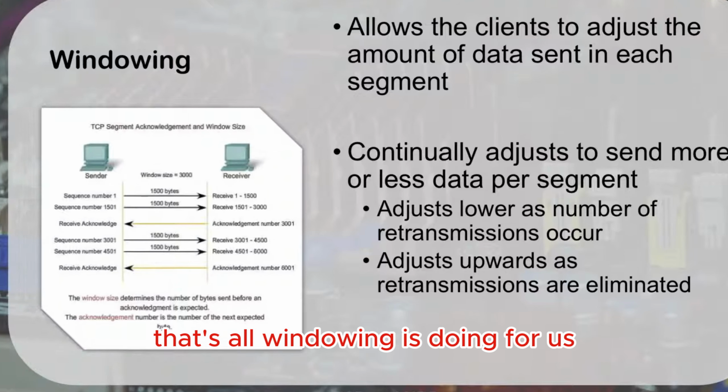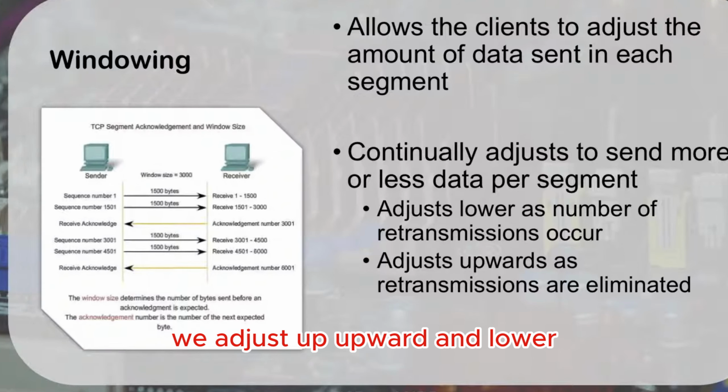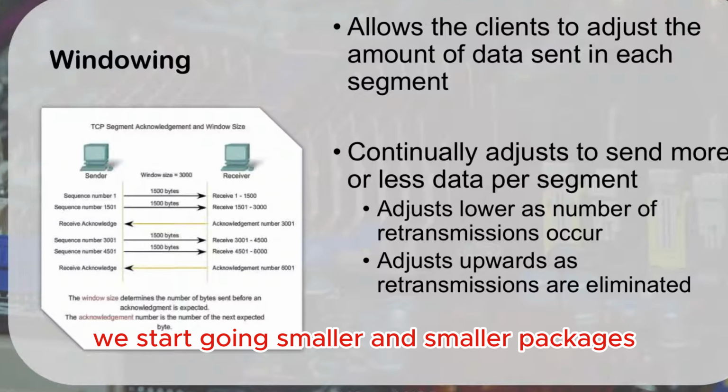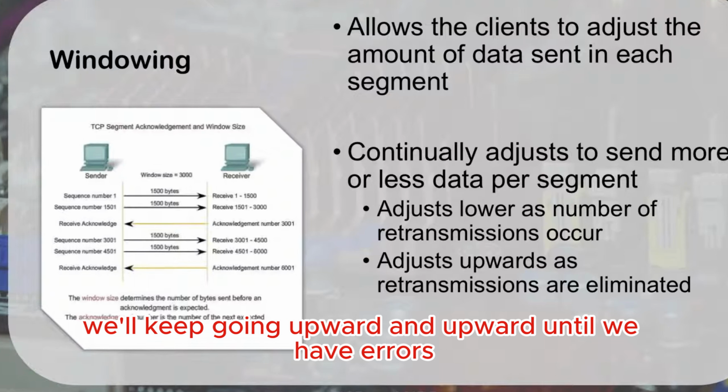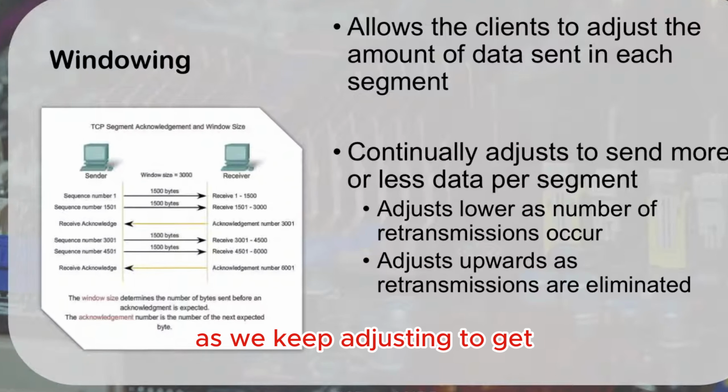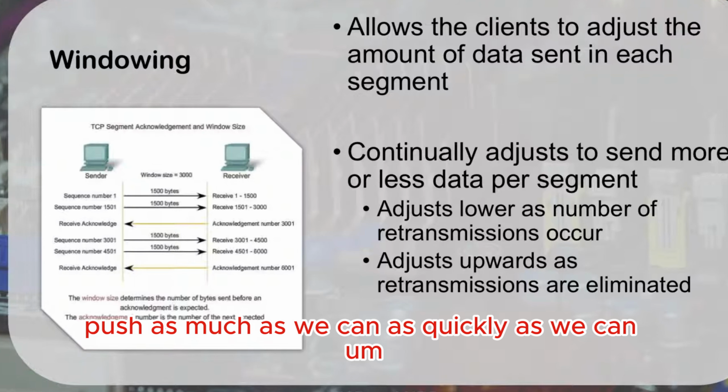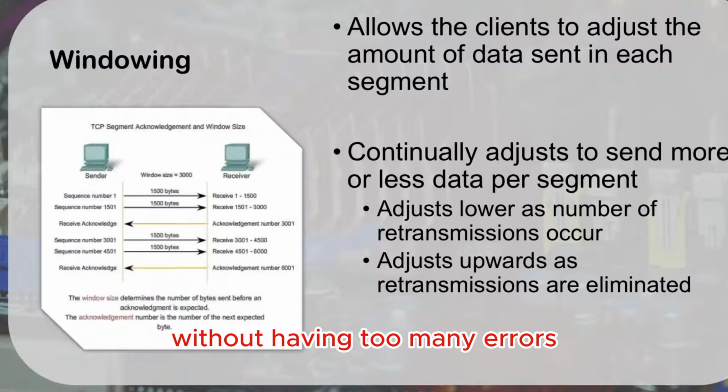That's all windowing is doing for us. We adjust upward and lower. If we have to retransmit a lot, we start going smaller and smaller packages. If we're getting it all, we'll keep going upward and upward until we have errors. As we keep adjusting to push as much as we can, as quickly as we can, without having too many errors.